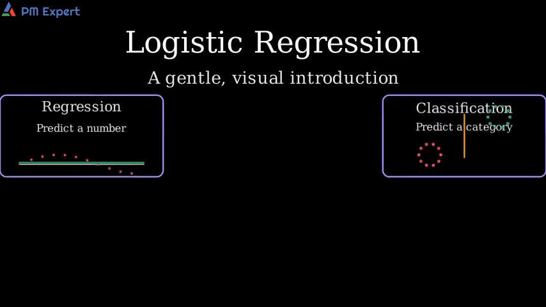Regression predicts a number, like predicting a house price. Classification predicts a category, like pass or fail. Logistic regression is used for classification, even though it has the word regression in the name.